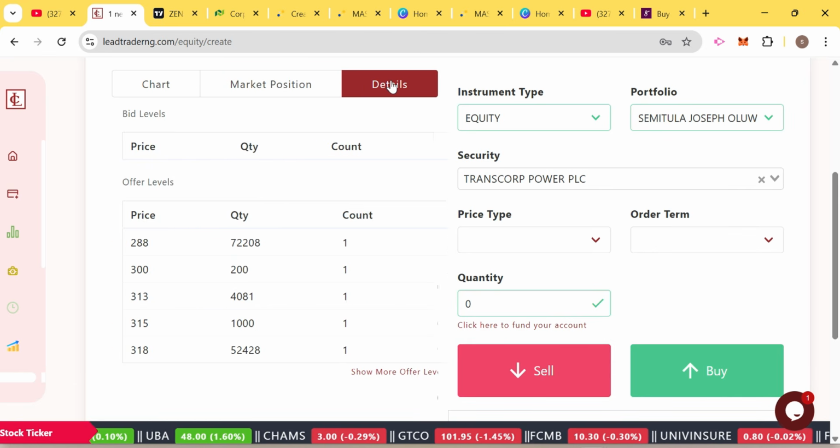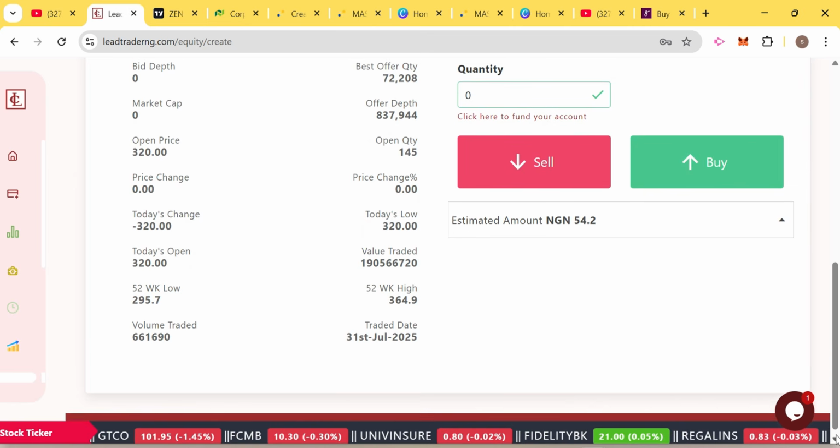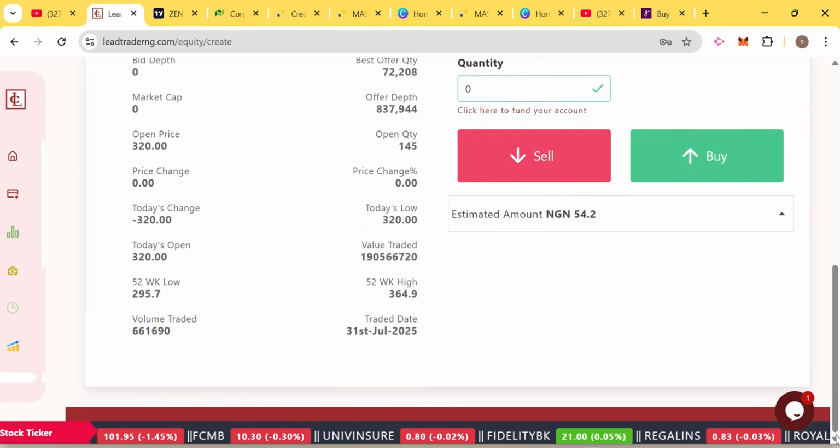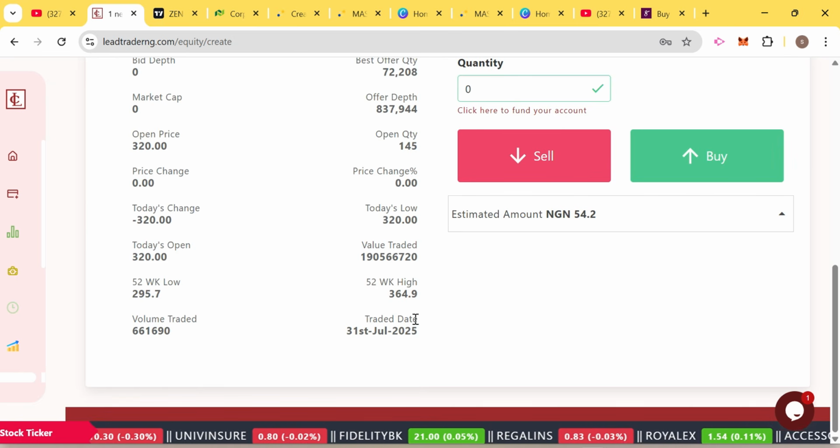So you can come here and click details. Once you click details, you see the last price traded is actually 320, and the last quantity is 231. So you can see the trades that actually happened, 288 and all that. If you now know all this, like I said, you may not need to go through all this, but I just need to show you how it plays. The 52 weeks low is 295, and you'll be wondering, but it's always available at 288. It is because it has not closed at 288. Then the 52 weeks high is 364. So that is what we have here.